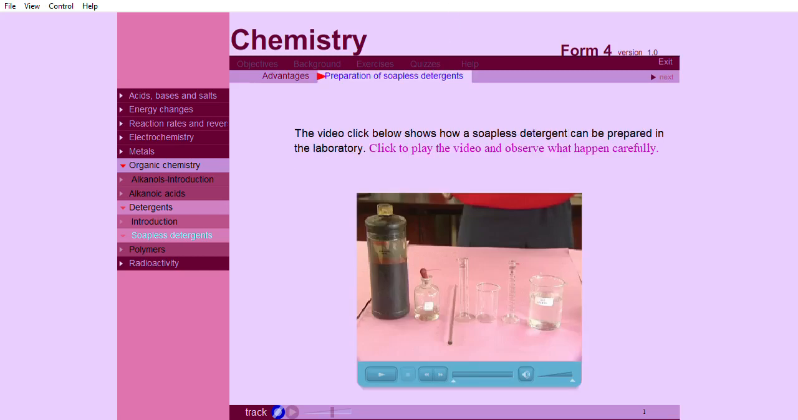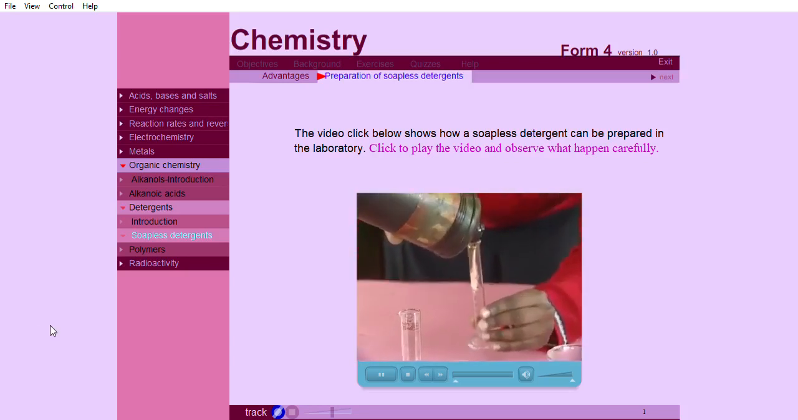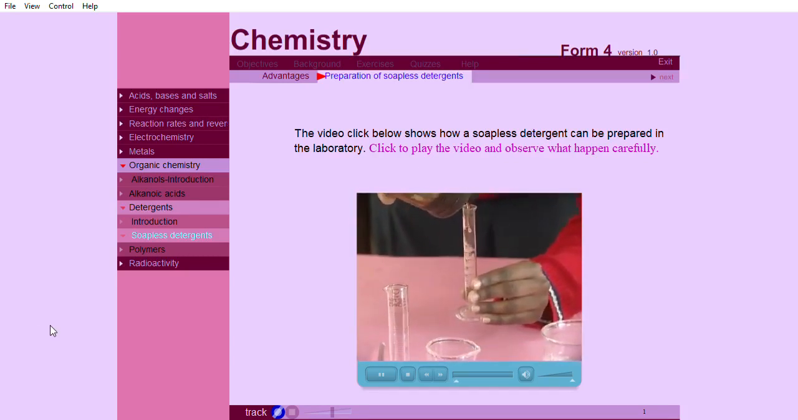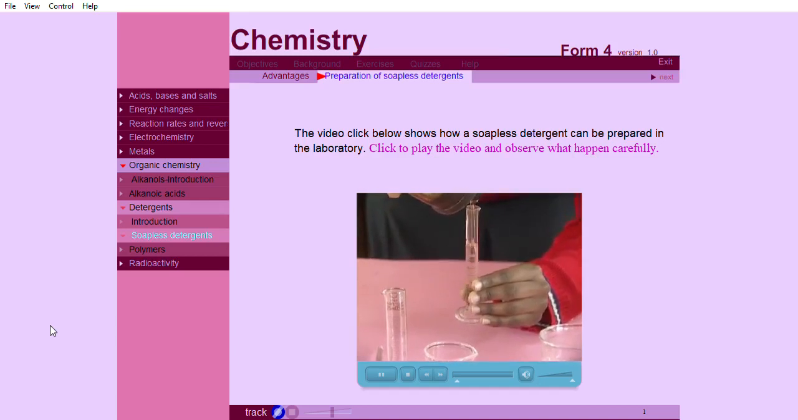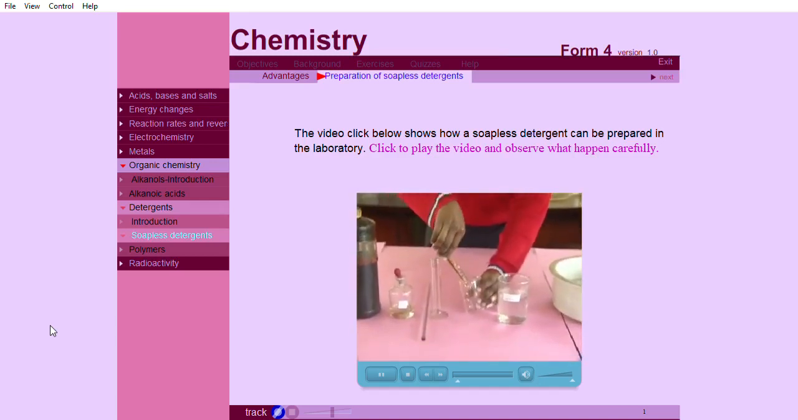The video clip below shows how a soapless detergent can be prepared in the laboratory. Click to play the video and observe what happens carefully. Procedure: place about 10 cubic centimeters of olive oil in a small beaker and stand the beaker in a large trough with ice cold water.